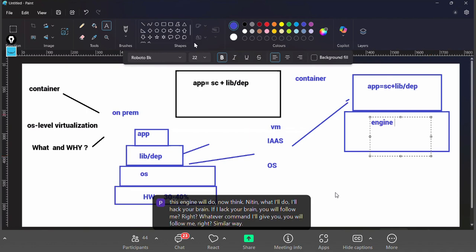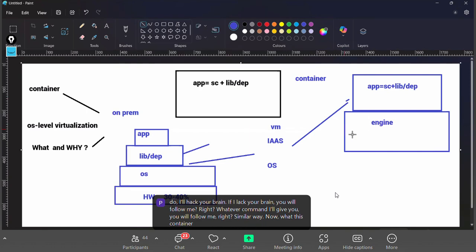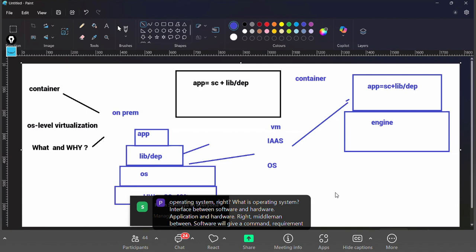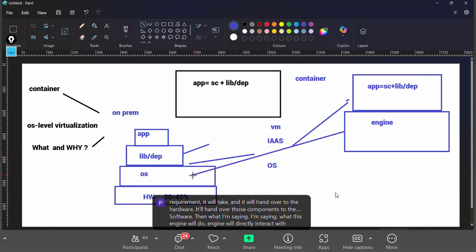In a similar way, what will this container engine do? How many of you know about the kernel? You know about the kernel, right? What is a kernel? The brain of an operating system. What is an operating system? The interface between software and hardware, application and hardware. A middleman. Software will give a command, a requirement, and the OS will take it and hand it over to the hardware, and hand those components back to the software. So what this engine will do is directly interact with the kernel of the operating system.